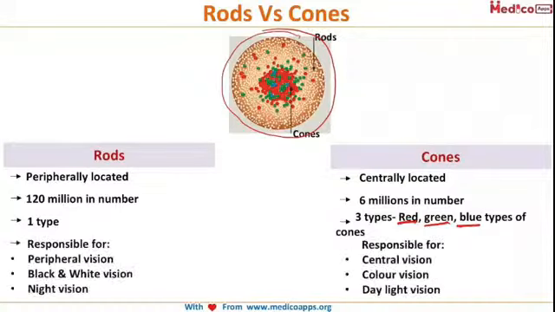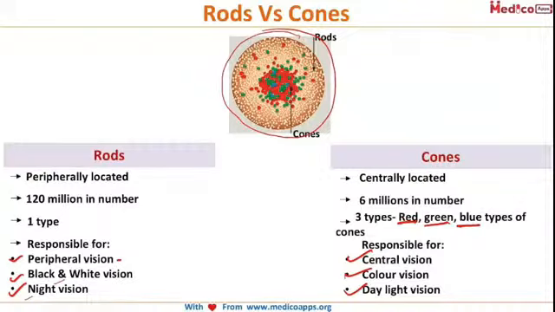Now coming to the function, the rods are responsible for the peripheral vision, the black and white vision and the night vision. Okay. They are concerned with peripheral vision, black and white vision and the night vision. Now the cones are exactly opposite to this. The peripheral becomes central in cones, black and white becomes color and night becomes your daylight vision. So that is about the differences between rods and cones.